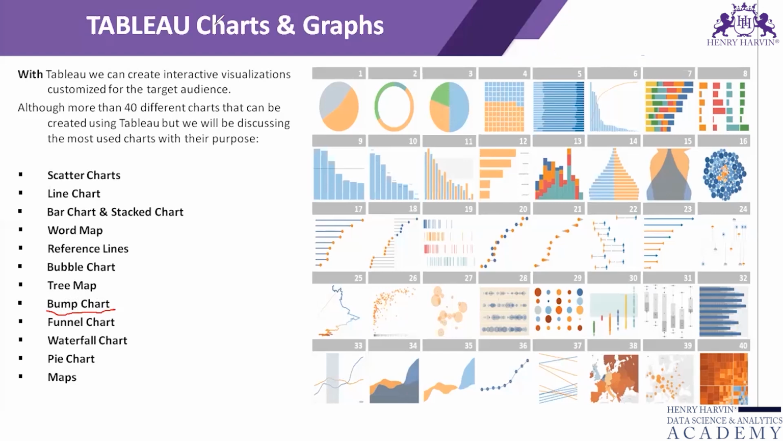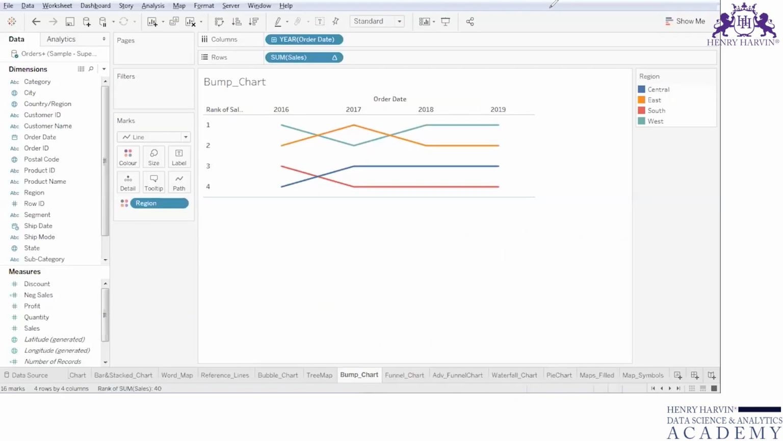A bump chart is nothing but a sort of line chart which is used to show the relationship between two continuous variables, or maybe a continuous and a discrete variable, but it's almost similar to a line chart. The only difference is that on a bump chart we see the line chart rank-wise over a period of time. You'll understand it better when we go to our Tableau workbook and check. So let me take you to my Tableau workbook. This is how a bump chart looks like.